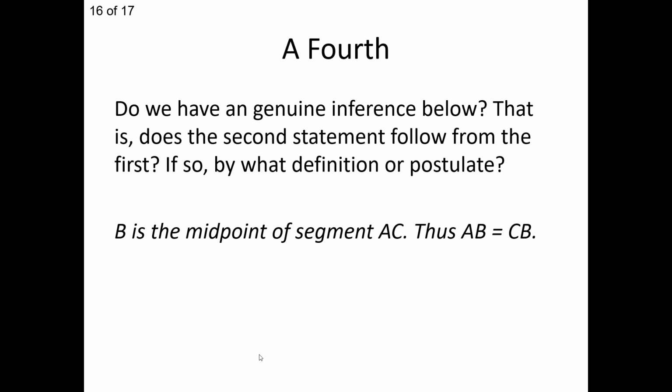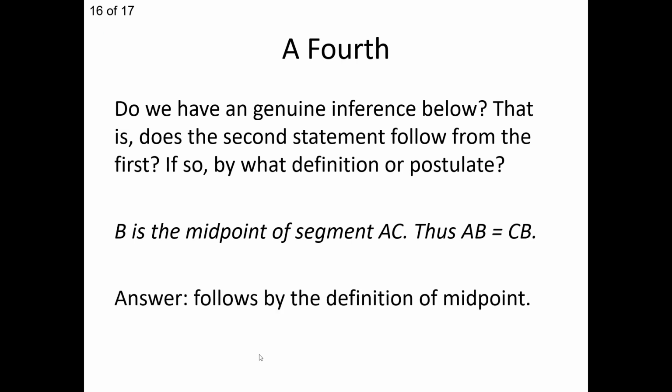Is that true? Well, let's unpack our definition of midpoint. What do we know about it? Well, midpoint means that the point is on the segment and it divides it into two equal subsegments. So is our inference true? Yes, our inference does follow because the definition of midpoint tells us that it divides that segment directly in half, which means we get our equal segments from that. AB is equal to CB. So yes, that is a genuine inference because I can draw that directly from my definition of midpoint.